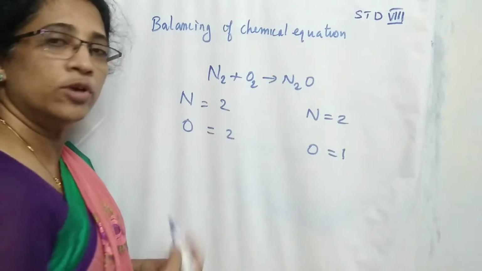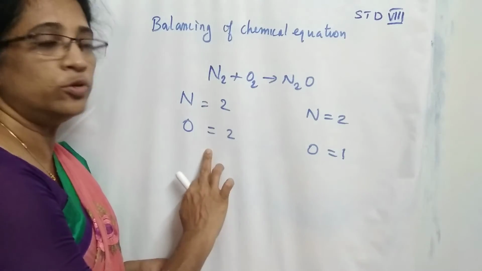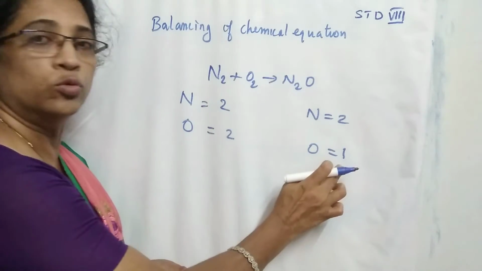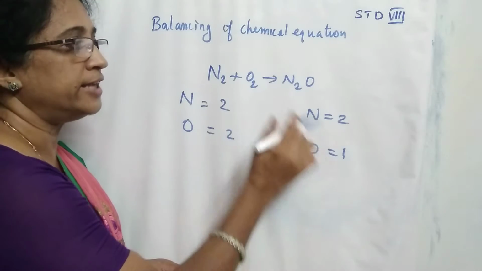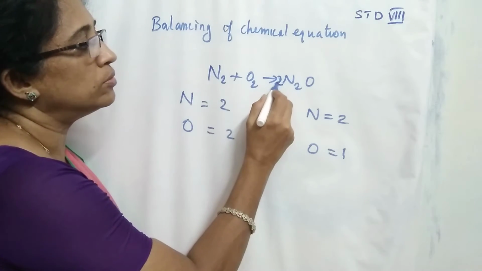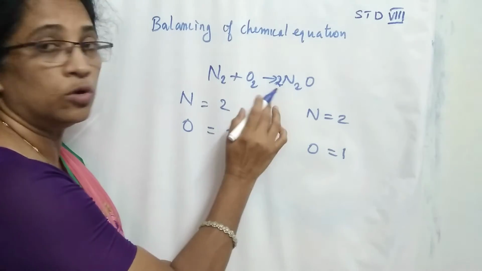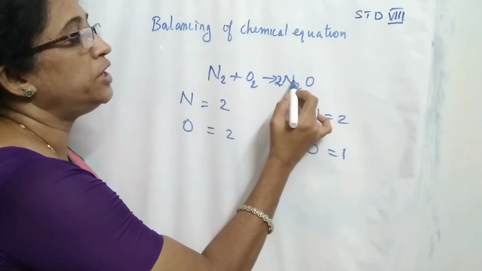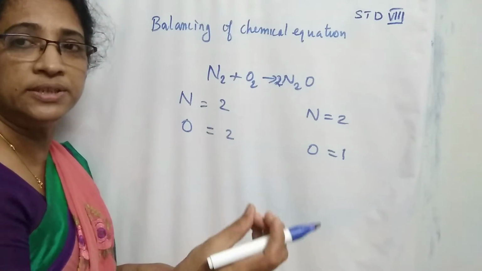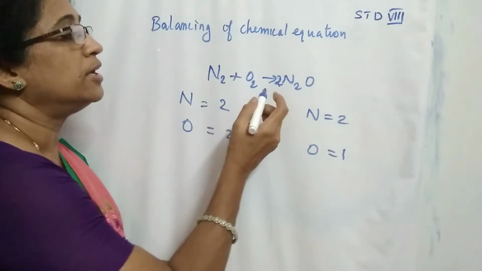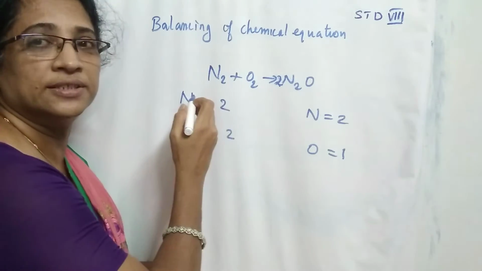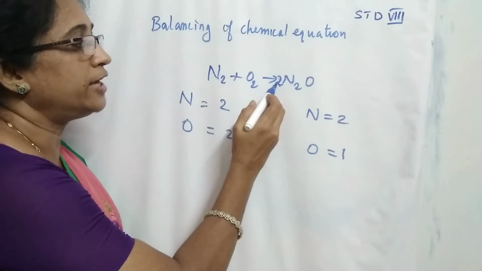Here, nitrogen atoms are already balanced, isn't it? Then oxygen atoms: 2 on the left side and 1 on the right side. How will you make the number of oxygen 2 on the right side? By writing 2 as a coefficient here. Write 2 on the left side of N2O. Do not write 2 in between nitrogen and oxygen because it is not possible to insert numbers in a compound. So, write numbers just as a prefix, as a coefficient. Write 2 over here.